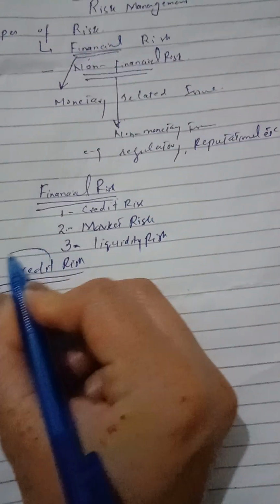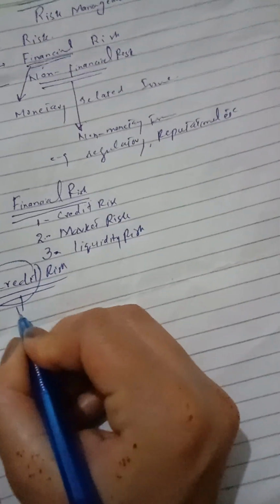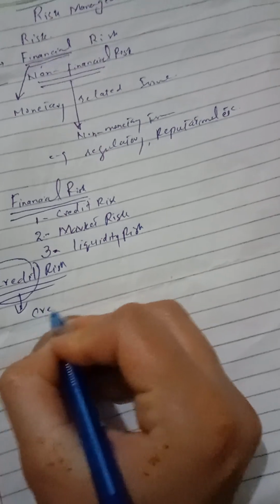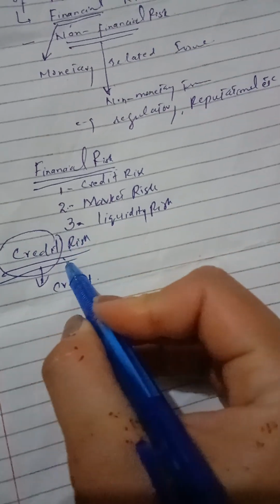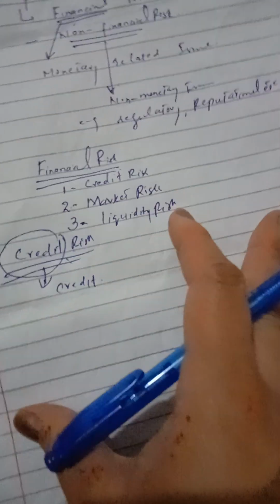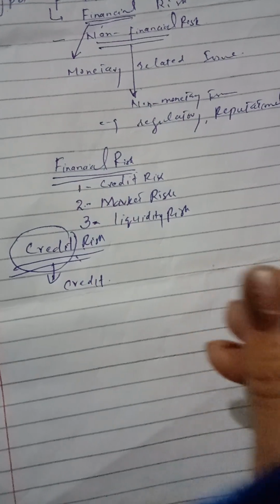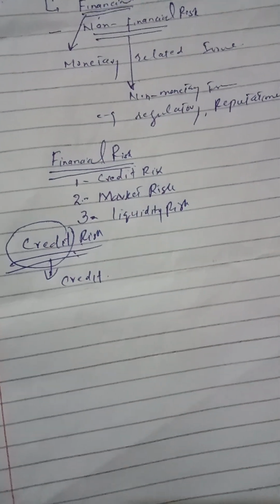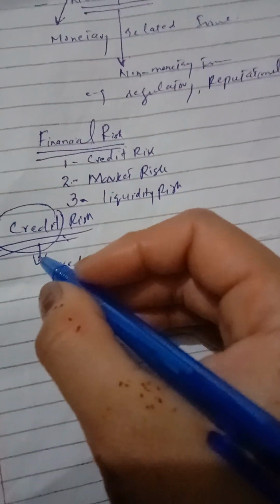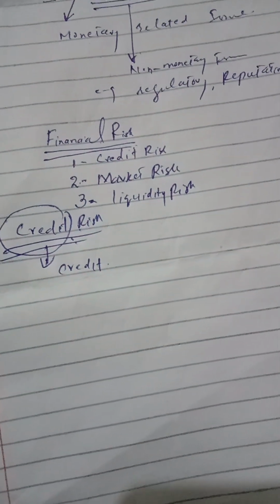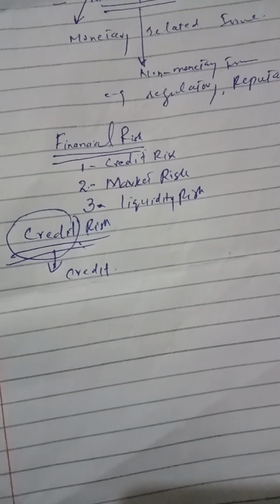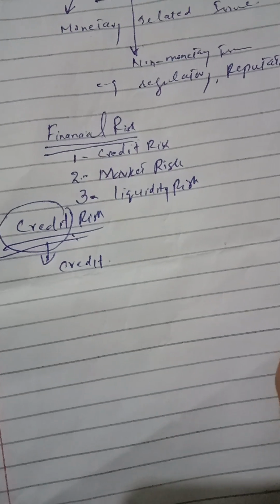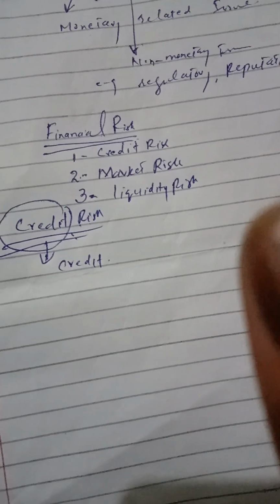As the word credit denotes, it is related to your credit. As you know, every business, whether it's a small business or a large-scale business, has financial obligations. Due to a financial shortage, it makes purchases or procurement on a credit basis, so credit risk is always there.